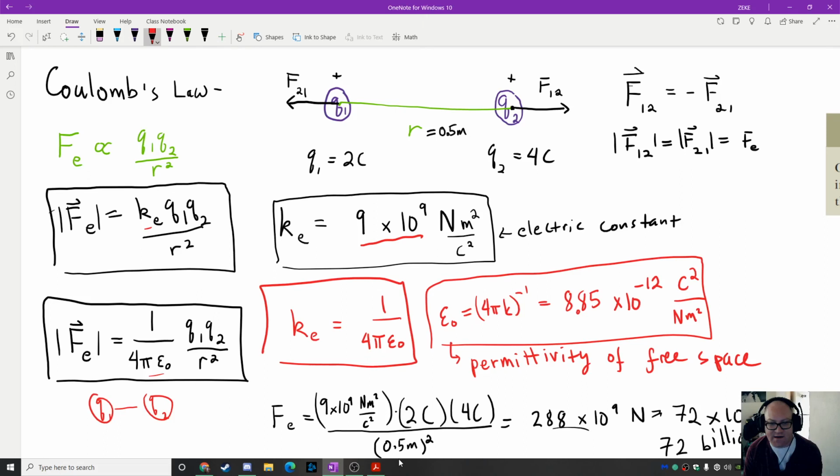So the larger the distance becomes, the smaller the size of the force, which tells you that electric forces are going to be strongest when things are closest to each other, right? The closer two objects get, the bigger the force is. Now, there's a lot of things that we can say.